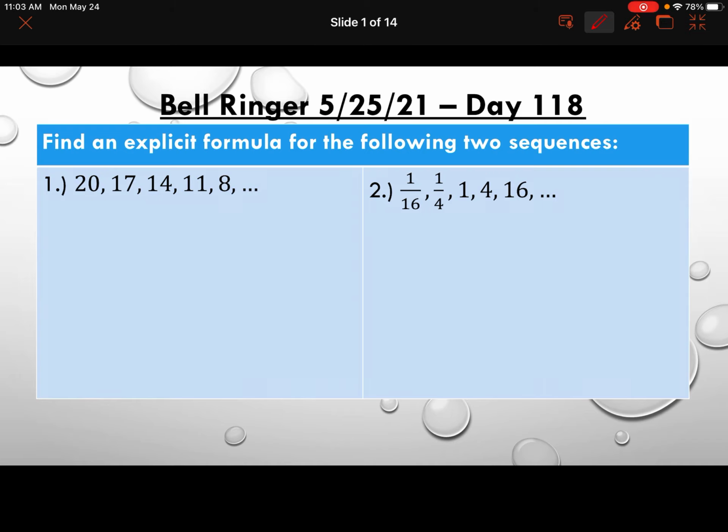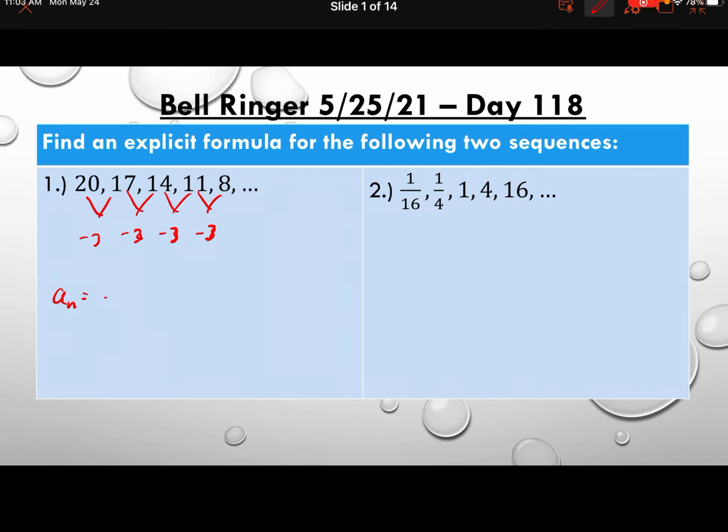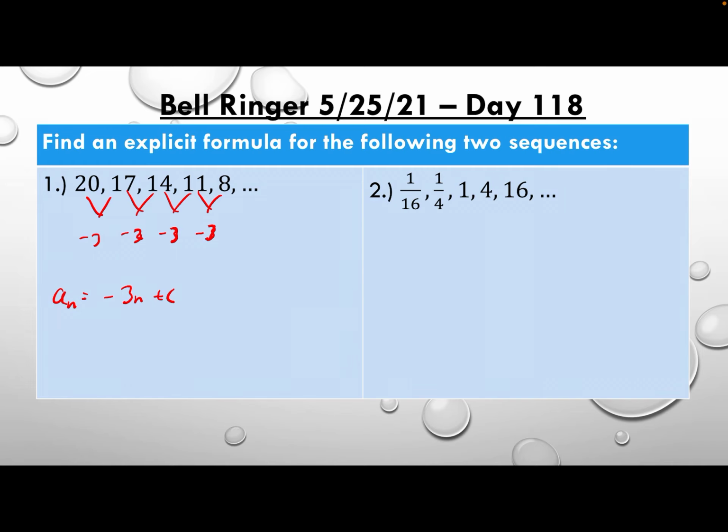So hopefully you can see that this is clearly arithmetic because all we are doing is just subtracting 3 to get from one term to the next. Or in other words, the common difference is negative 3. So we have a sub n is equal to negative 3n plus c. So from there we have to find the c value, which if you remember, is the zero term, a sub 0.